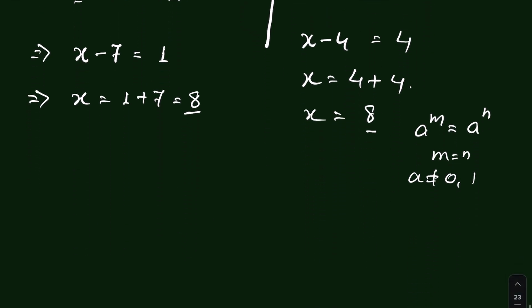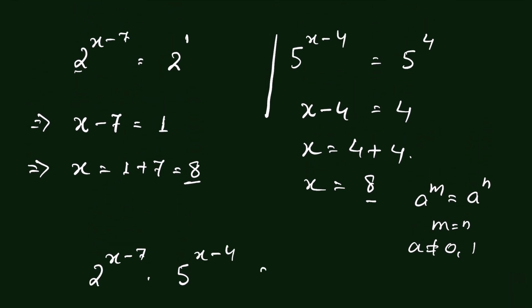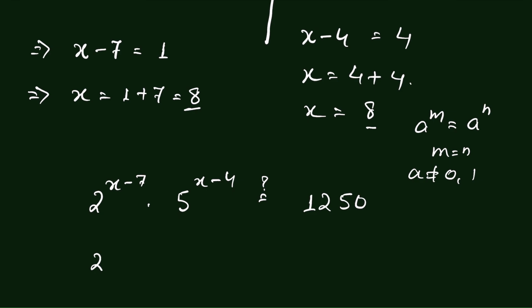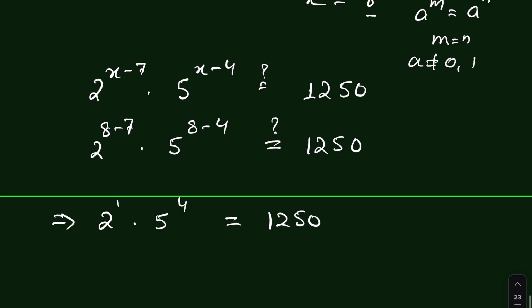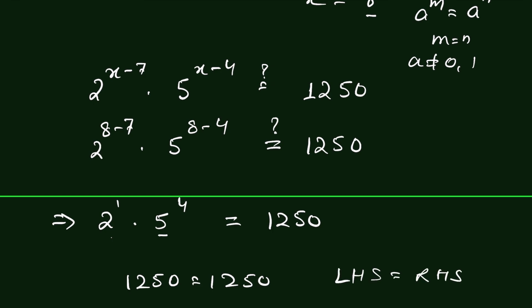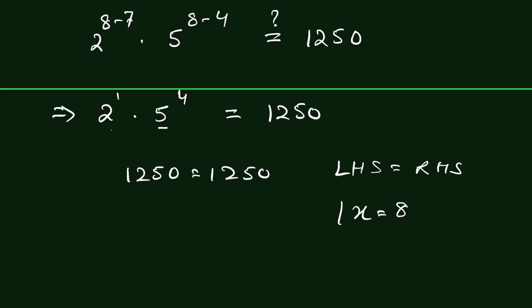Let's verify this. 2 to the power x minus 7 times 5 to the power x minus 4, we have to check whether it is equal to 1250. So x is 8. So 2 to the power 8 minus 7 times 5 to the power 8 minus 4. We have to check whether it is equal to 1250. 8 minus 7 is 1. So it is 2 to the power 1 times 5 to the power 4. And we just factorized 1250. It is equal to 5 to the power 4 times 2. So 1250 is equal to 1250. LHS is equal to RHS. Therefore, x is equal to 8 is our answer.